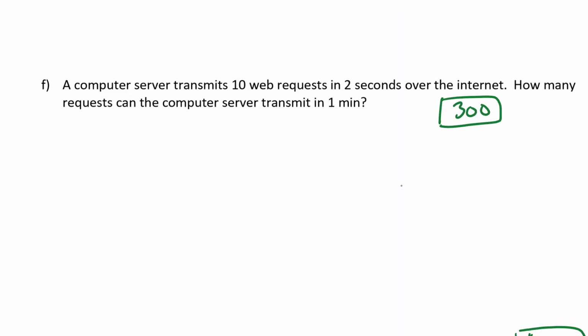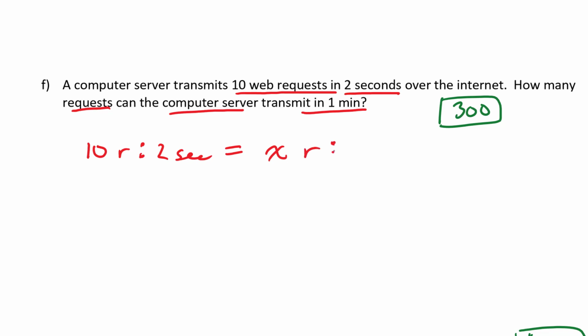Let's take up F. A computer server transmits 10 web requests in 2 seconds over the internet. How many requests can the computer serve in 1 minute? So if I was to set this up, 10 requests compared to 2 seconds is equal to X number of requests in 1 minute.